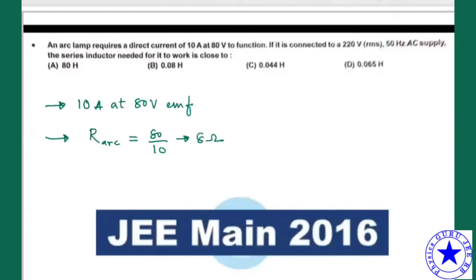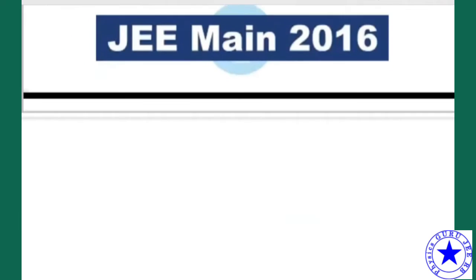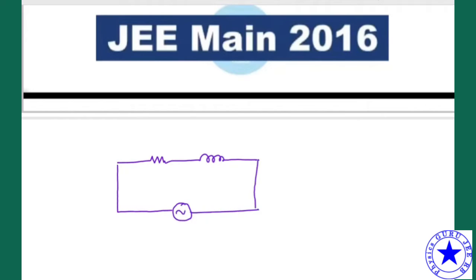Now, next, how can I proceed? When our lamp is connected with an inductor across the AC supply, then 10 amps of current should flow for the lamp to function properly. That means, let me draw. This is nothing but a resistor, and here it is an inductor. When I connect this to AC, this is 220 volts, 50 hertz. Now when the current is passing through it, 10 amps of current is passing through it.